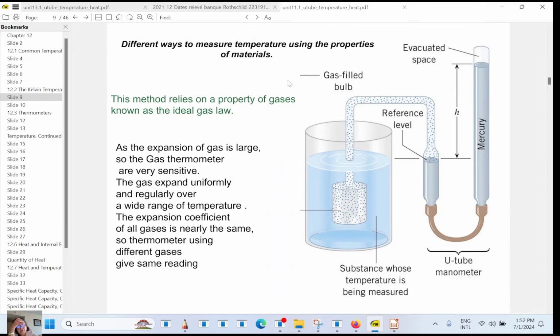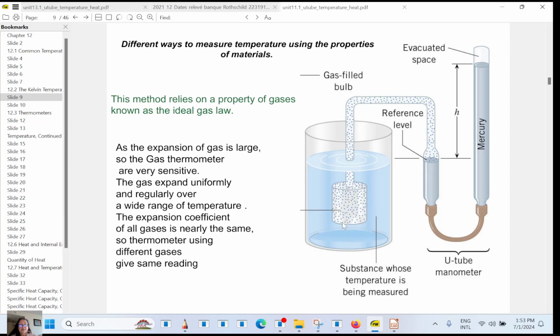So to measure temperature, we can use the change of properties of materials as a function of temperature. Here you have, for example, a gas thermometer, which is not used in everyday life. It will be used for extreme temperatures, for specific scientific experiments, or to calibrate other thermometers. The principle is very simple.